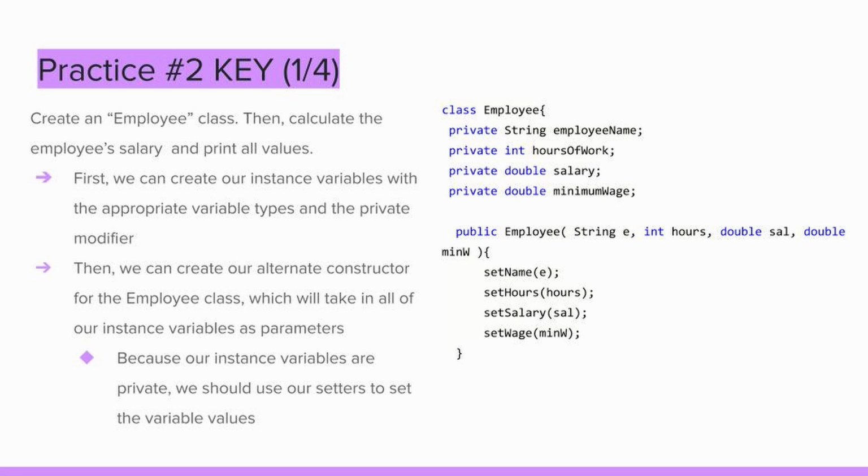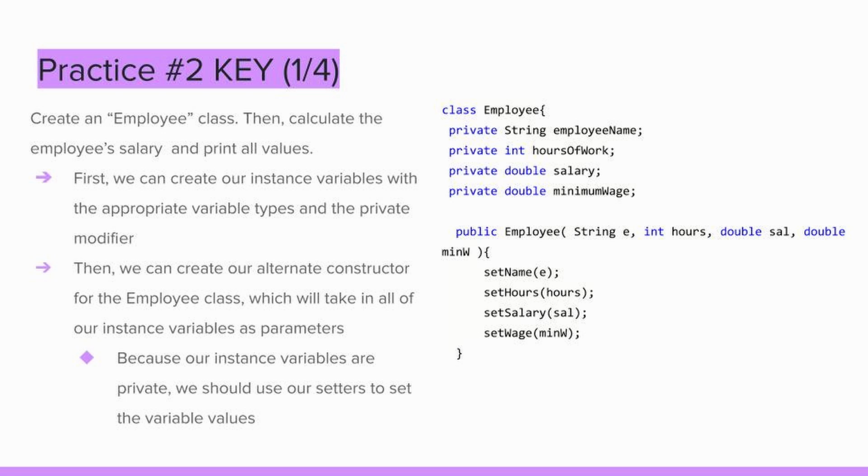Here's the key. This solution is a bit long, but stick with us. First, we create our instance variables with the appropriate variable type and the private modifier. Then we can create our alternate constructor that takes in all of the instance variables as parameters.